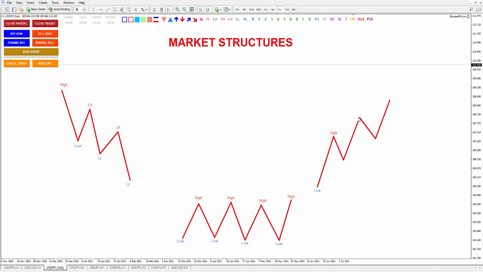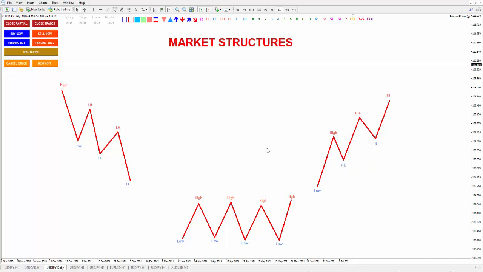Now, let's focus on here. This high comparing to this high, is it higher or lower? It's higher. So it's a higher high. And this high comparing to this high is higher. So it's also a higher high. Now this low compared to this low is higher. So it's a higher low. And this low comparing to this low is also higher. So this is a higher low.